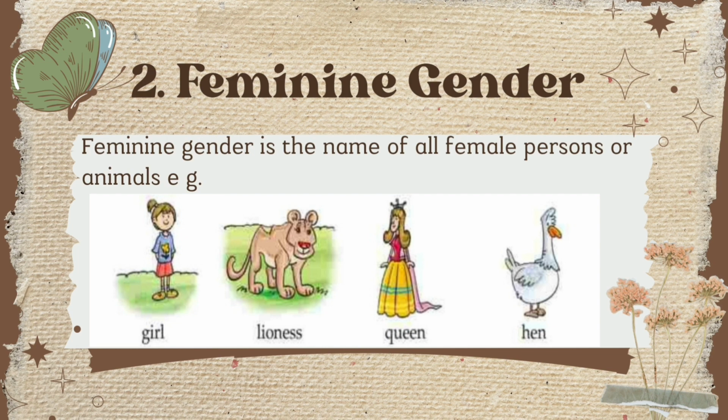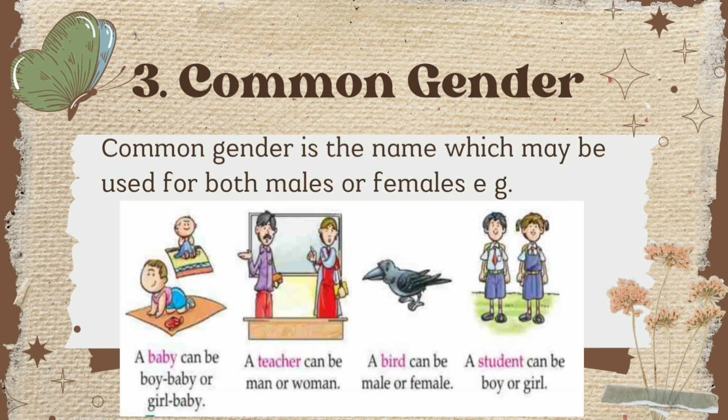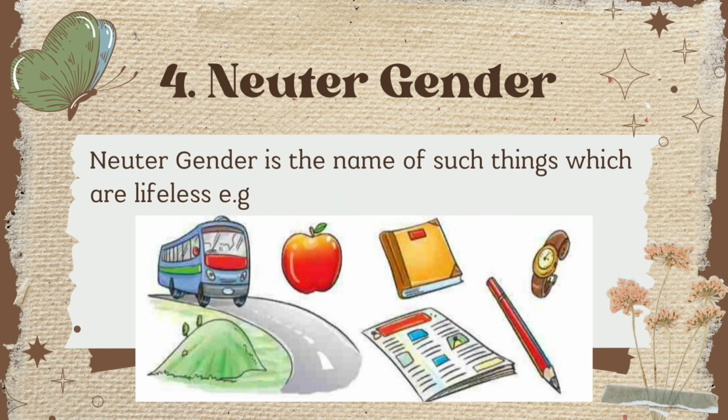Number 3, common gender. Common gender is the name which may be used for both males and females. Example: a baby can be a boy or a girl. A teacher can be a man or a woman. A bird can be male or female. A student can be a boy or a girl.